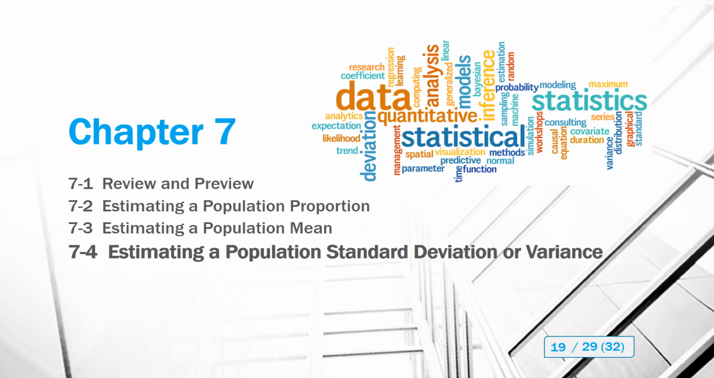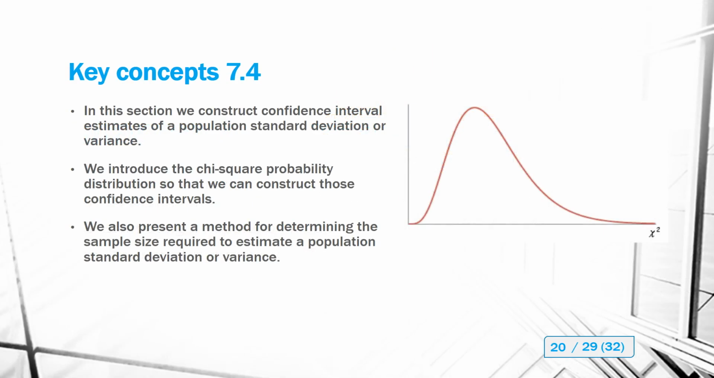That takes us to the end of section 3. Now, let's jump into the last section, section 4, estimating a population standard deviation or variance. We're going to find that among the key concepts, many of the methods that we're presenting here are just the same as what we've seen for mean and proportion. But there is a big important difference, and that is we need to use the chi-square probability distribution to construct our confidence interval.